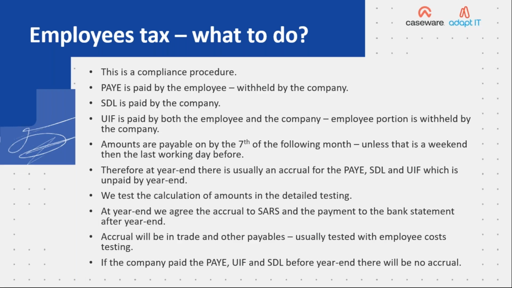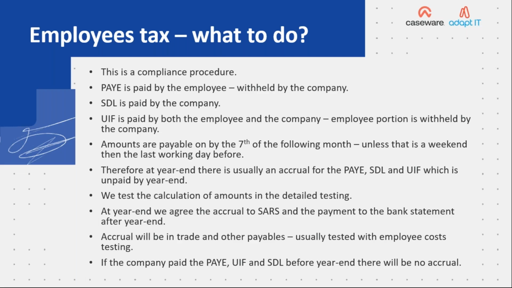We test the calculation of amounts in the detailed testing. So you will recompute the different amounts, and that was what we're supposed to do, but there's a lot that we can do. There's so much that we can do in 3 hours time. At year end, we agree the accrual to SARS, the South African Revenue Service, and the payments to the bank statement after year end. Accrual, you should know that by now.